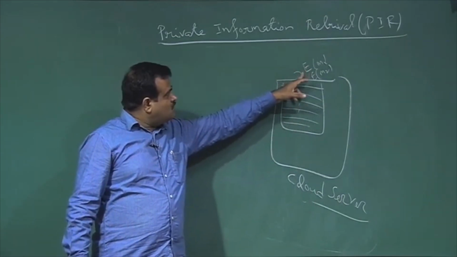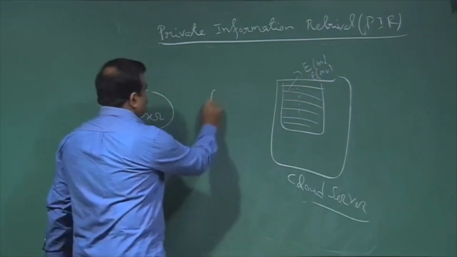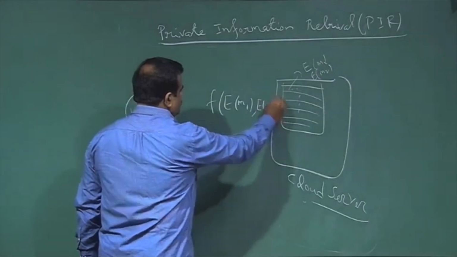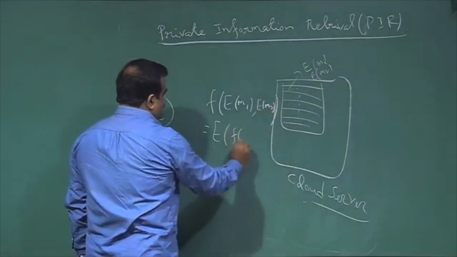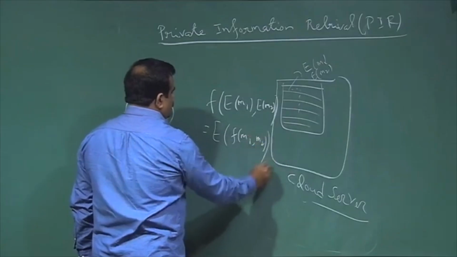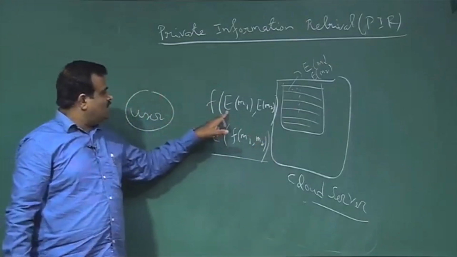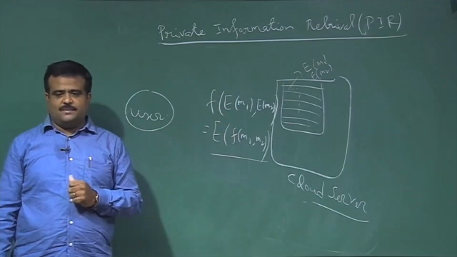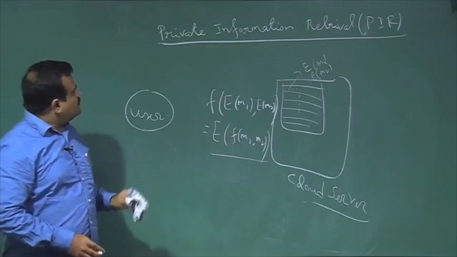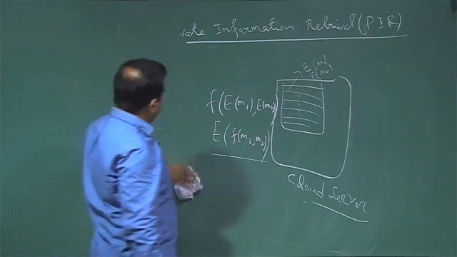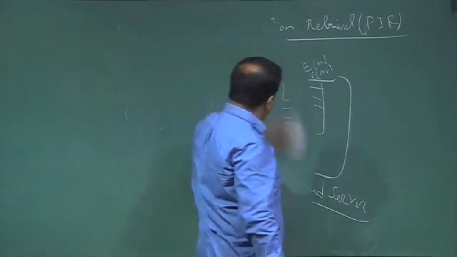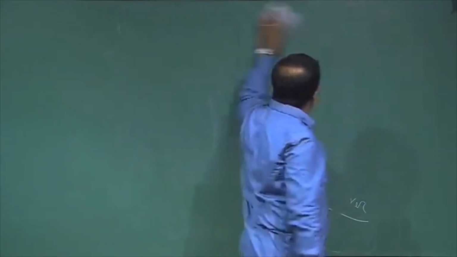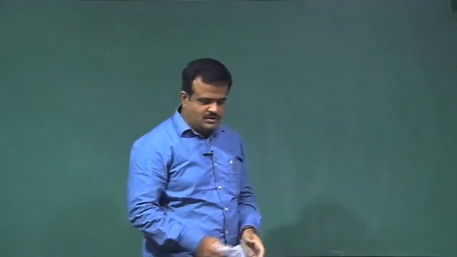So, if it takes E of M1, E of M2, then sometimes we need this property, f of M1, M2. So, for this we need this encryption function to be homomorphic encryption, because this is the property homomorphic encryption has. Okay, so this is an application of PIR. There also we need homomorphic encryption in order to have our query successful.